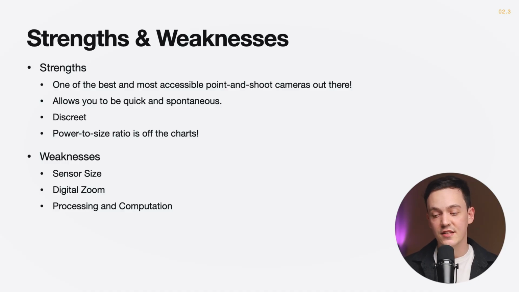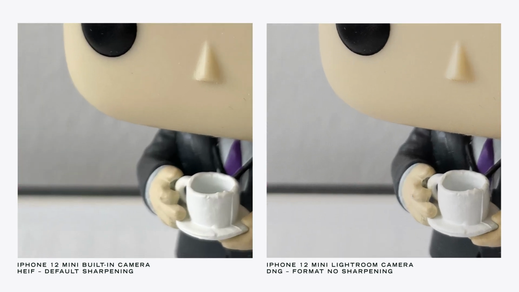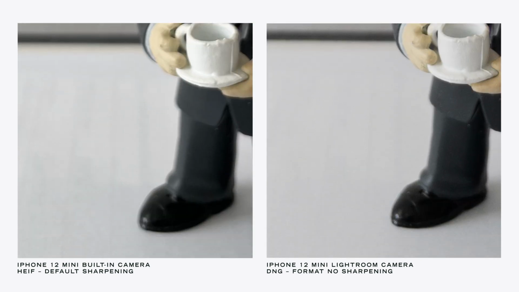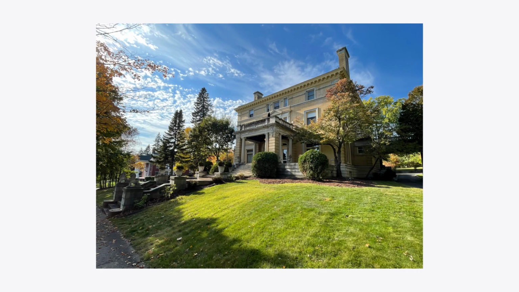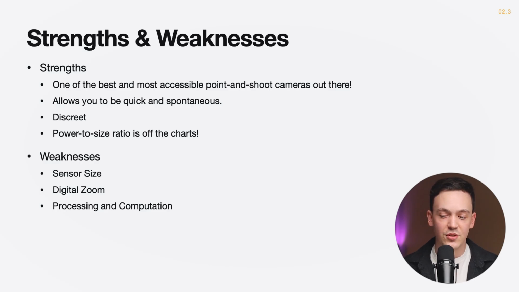Lastly, and this may be more of a personal preference, I find that the processing and computation that iPhones do to images is often heavy-handed. For instance, the sharpening is a little extreme and the HDR can give you some weird results in the wrong situations, but there are ways to turn off some of these settings, which we will be getting into in the next section.